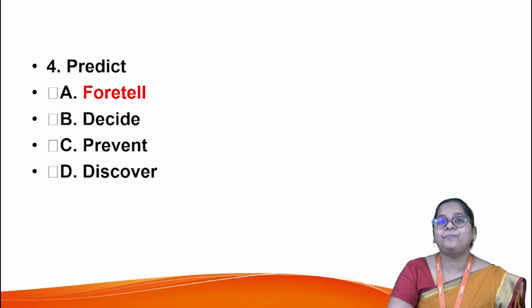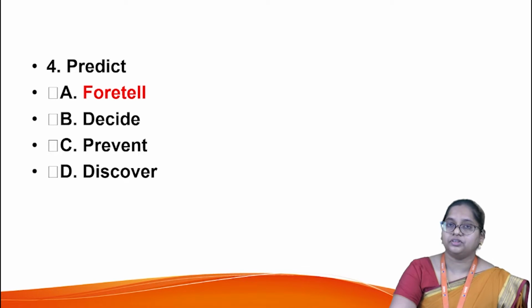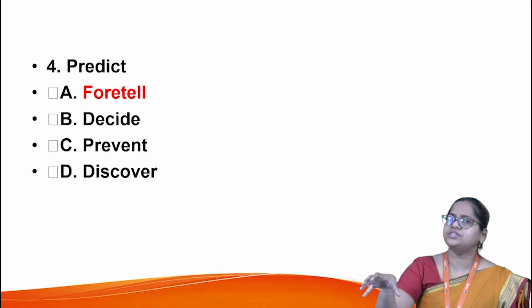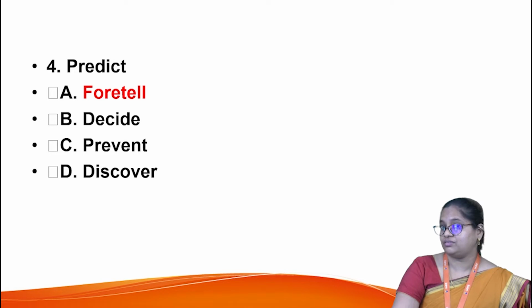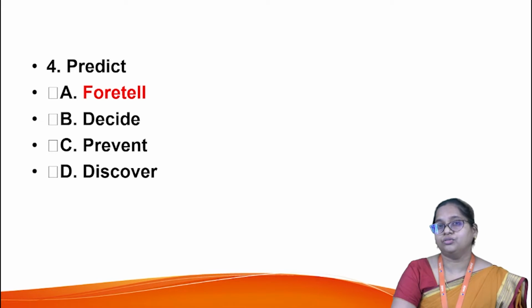Next, option 4, predict. What is this predict about? Prediction. A, foretell; B, decide; C, prevent; D, discover. So you predict something, that means you anticipate, you foresee and you say that something may happen. Or I predict very bad weather in 2 days. Or I predict the gloomy weather today afternoon. I predict the rain to be there.